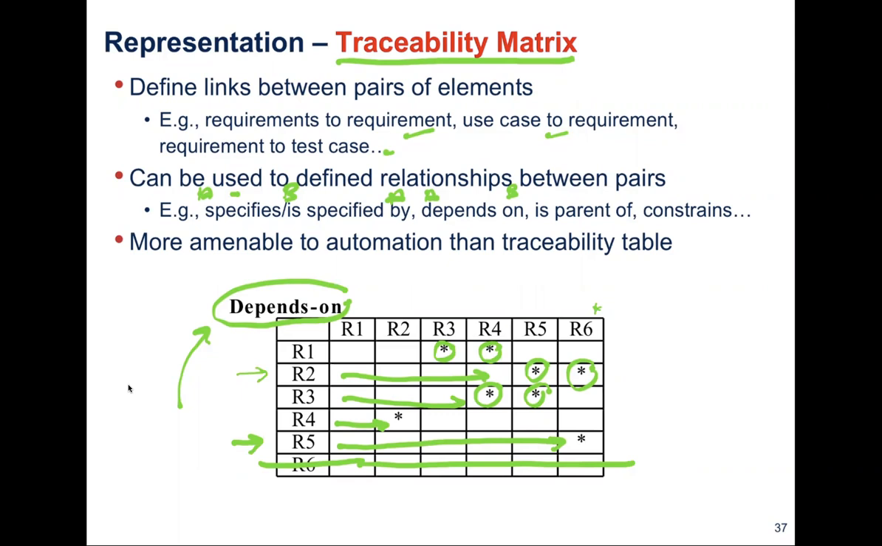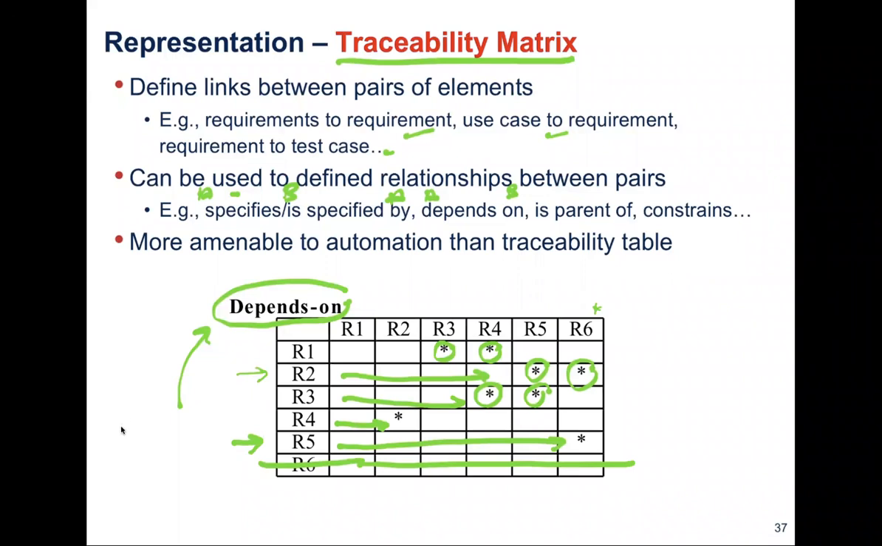So we could have a depends-on traceability matrix, or a specified-by matrix, or an inheritance matrix, or a constraint matrix. So maybe for the entire set of requirements or system components, I could have multiple traceability matrices. It's a better visualization tool to identify the relationships between requirements and other system components.